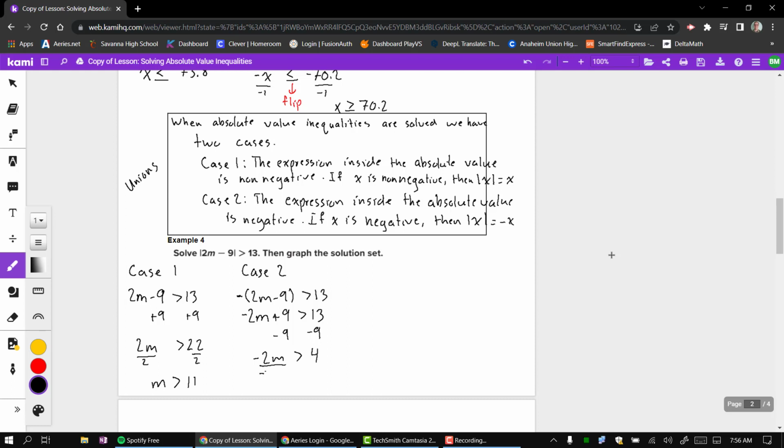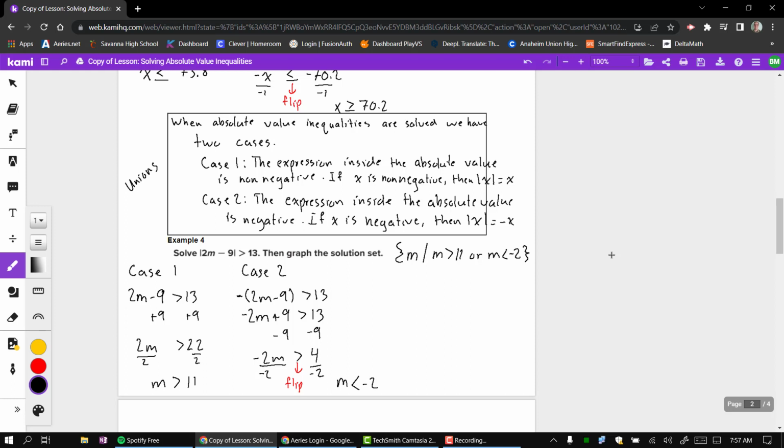Now I'm going to divide by negative 2. But I'm dividing by a negative. Since I'm dividing by a negative, that means I'm going to have to flip this inequality sign. So that's going to give me m is now less than negative 2. So m is greater than 11, but m is also less than negative 2. So we can write this as a solution set, but we need to graph this. So we want values of m such that m is greater than 11 or m is less than negative 2.